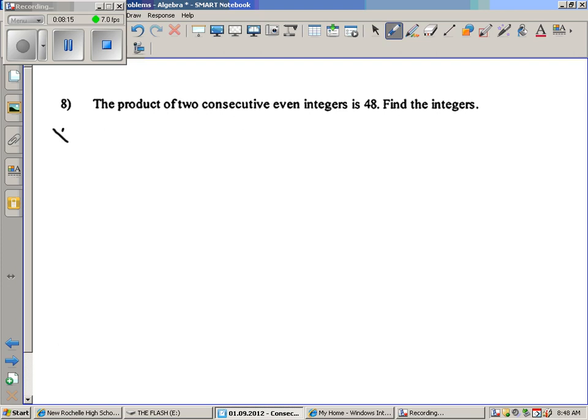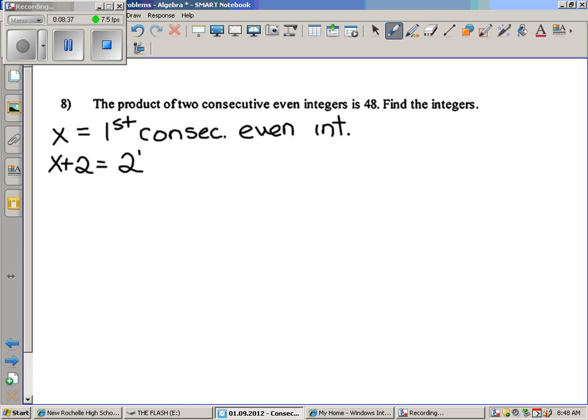That's the trick. When you try and set up your let statements, x equals the first consecutive even int. We're just going to use int for integer. And then the next one has got to be x plus 2. That's the trick to them. That's the second consecutive even integer.